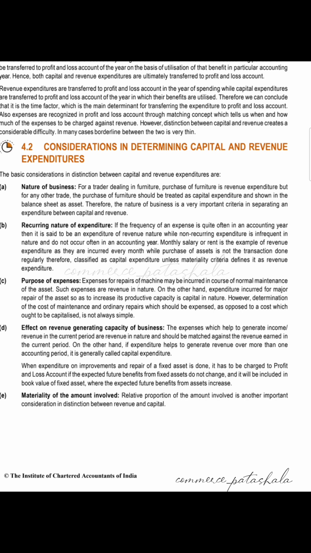But if the lift is not working, or you need to change any part of the lift, then purchasing that part will give you benefit for a longer period of time. So the major repairs that are made once in a while will be considered capital expenditures, not revenue expenditures.